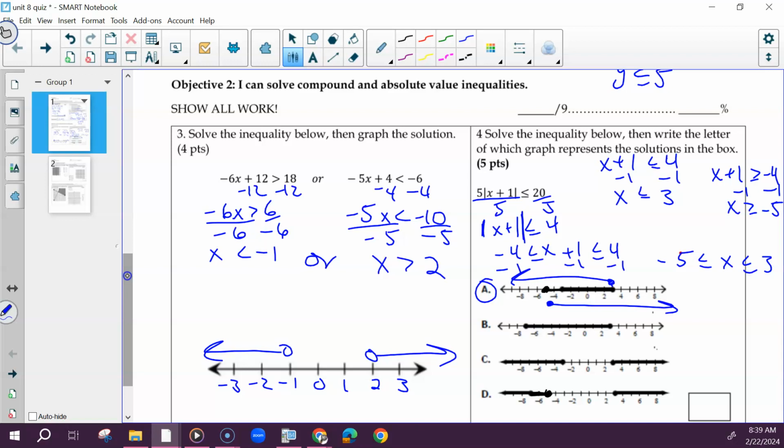Overall, most of us did pretty well on these two sections and the other two sections, the quiz in general.